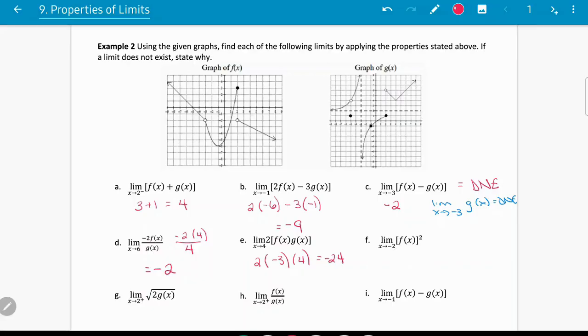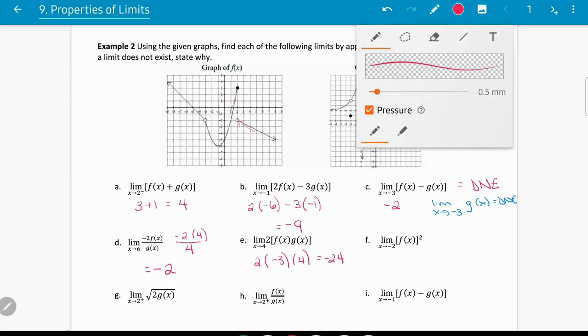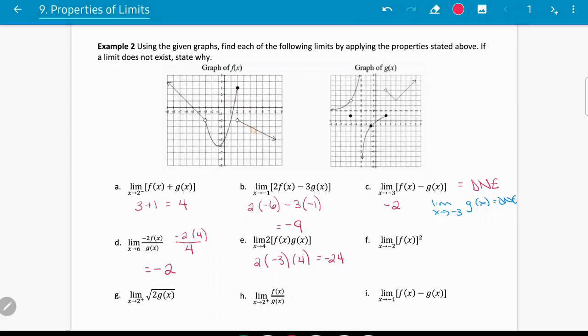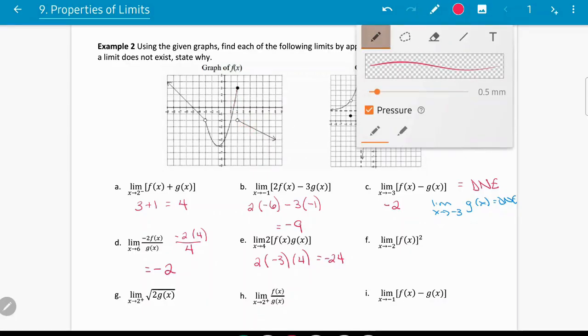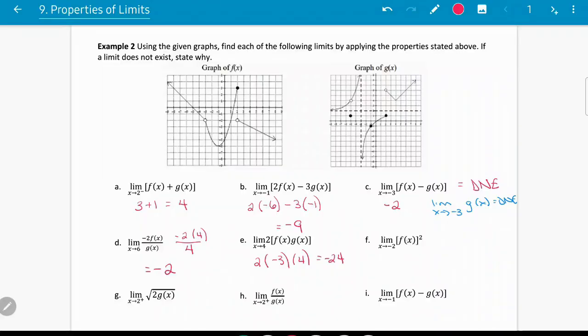Okay, so looking at f, the limit as x approaches negative 2, well, we can see that it's approaching a different value from the left as it is from the right. Apologize, that's again positive 2, so let's come back to the right side. All right, the limit as x approaches negative 2 is over here. That's negative 5. So we have negative 5 squared is 25.